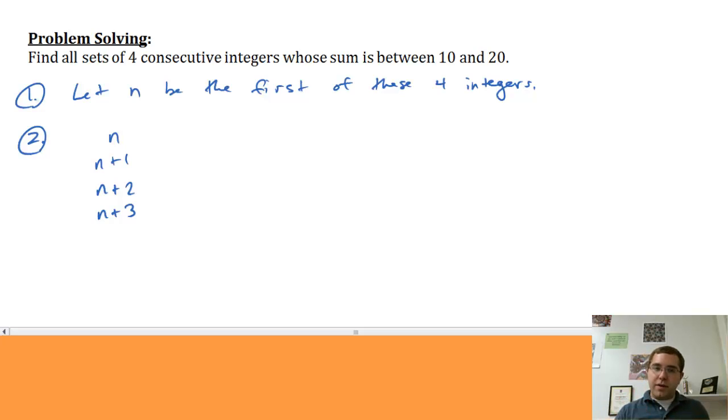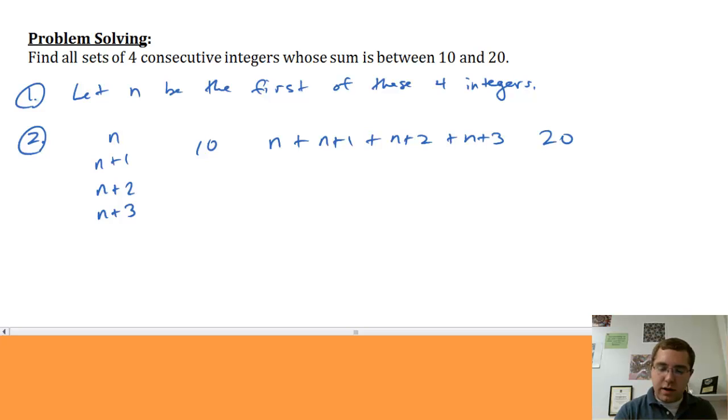Now I want the sum of those, sum means add, I want the sum of those to be between 10 and 20. So I think I can write this inequality. The sum is going to be n plus n plus 1 plus n plus 2 plus n plus 3. And I want that to be between 10 and 20. Now it doesn't have to be exactly 10. And in fact, if it's just saying between 10 and 20, then it can't be 10 and it can't be 20. So I'm stuck in the middle. 10 is less than that sum, which is less than 20.